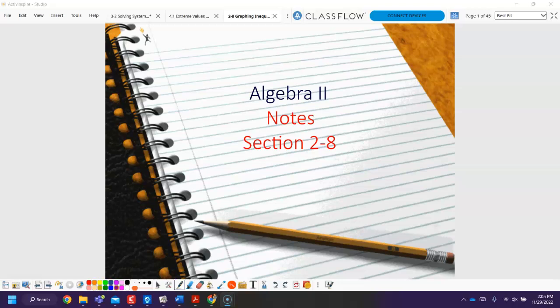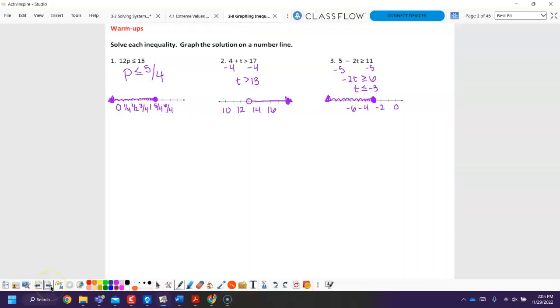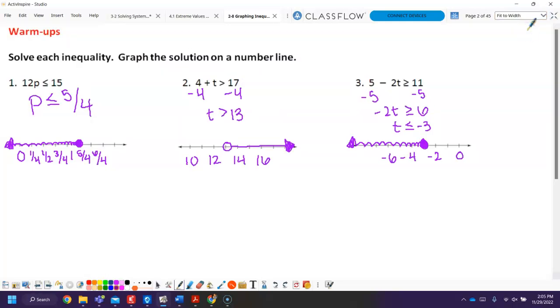So hopefully the warm-up at the top of the page wasn't anything terrible. Hopefully you kind of remember it from chapter 1. What you wanted to do was to isolate your variable. So you were going to get the variable on one side and the number on the other. That would give you a point.